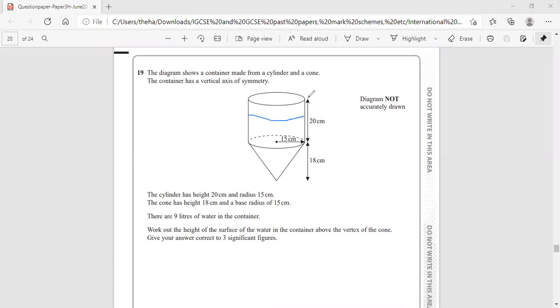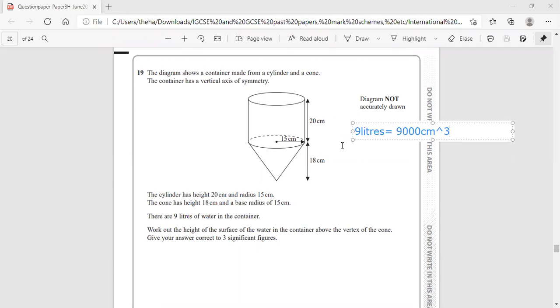Okay. So first of all, we're working in centimeters cubed here, okay, not liters. So we've got 9 liters equals 9,000 centimeters cubed, and you just need to memorize that. Okay, so what we need to do now is work out the volume.